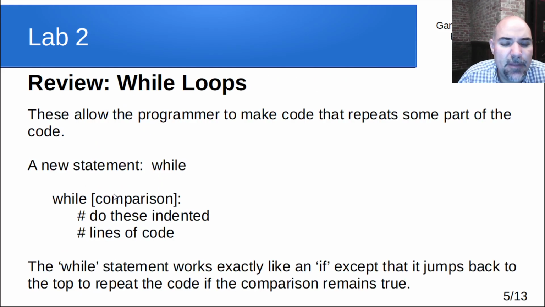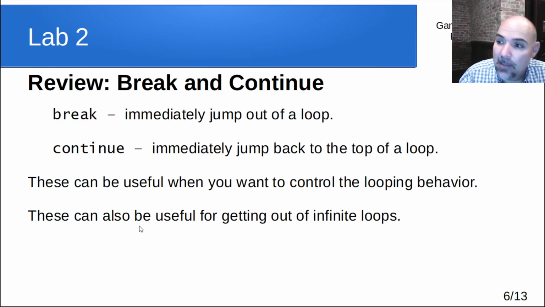Now, the same is true for a while loop. A while loop works a lot like an if statement. The only difference is it will run the lines of code that are indented if the comparison or conditional is true. Anything that's indented underneath here. And then it'll jump back to the top and try again. So the only difference between an if statement and a while is the while loop jumps back up and tries again. Okay, last thing I'm going to review is break and continue.